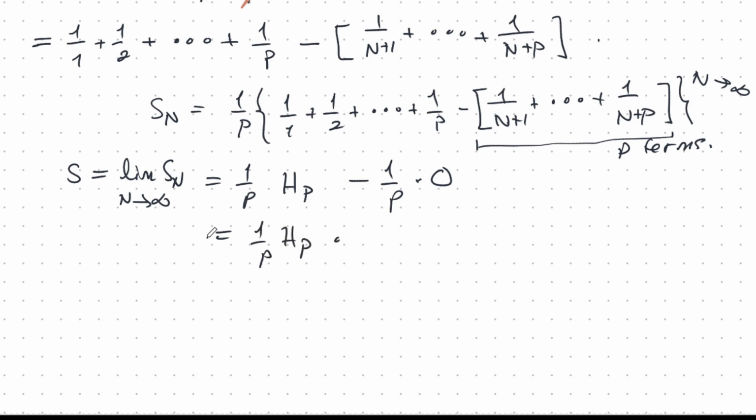And I did it without any screwy manipulations of series or writing down things that are dubious and possibly undefined and so on. H_p is called the pth harmonic number.